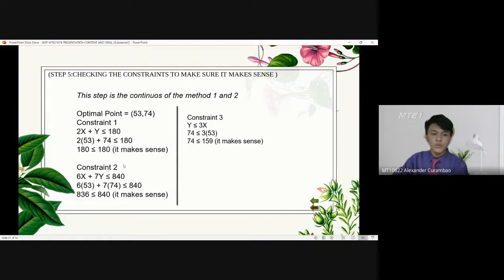For constraint 2, we also substitute it, then we calculate, and we can get 836 is less than or equal to 840. So obviously it makes sense. For constraint 3, y is less than or equal to 3x, we substitute, then we will get 74 less than or equal to 159. So this is very obvious. So it makes sense.